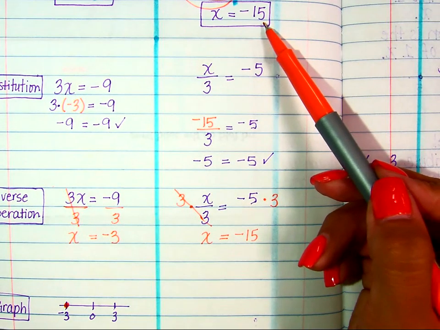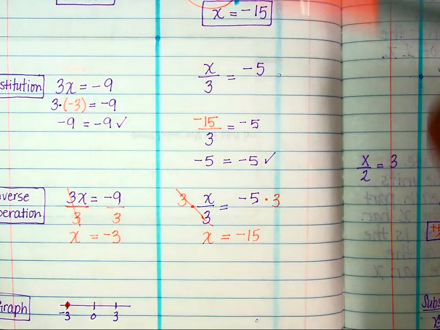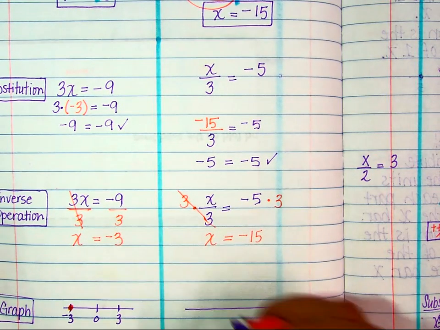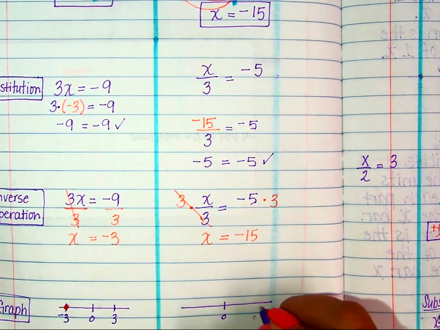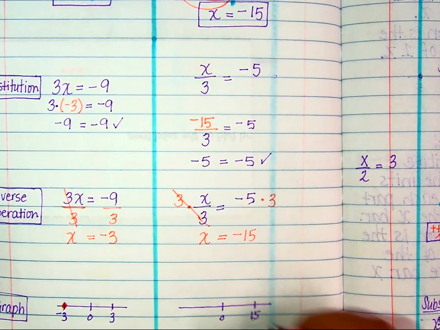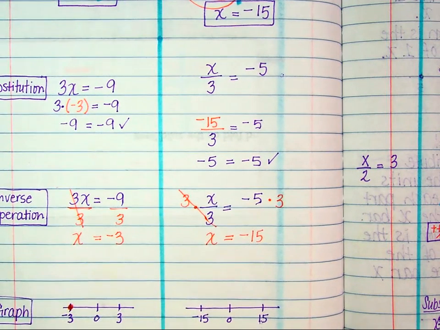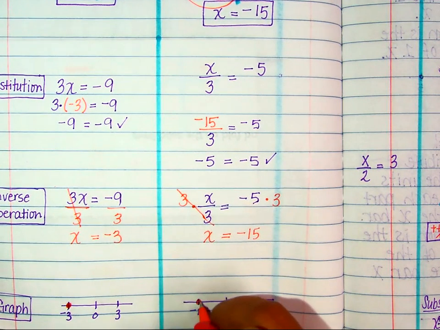Okay, so far we're looking really good. Everything's lining up. And then the last part here, we're just going to graph the solution. I'm going to start with a 15, also going to include a negative 15. And we're going to graph this with a closed dot at the negative 15.